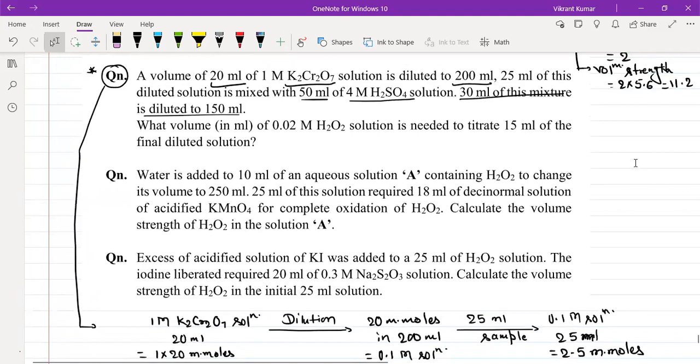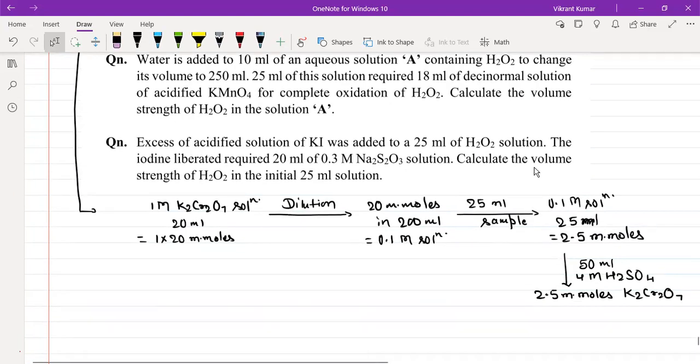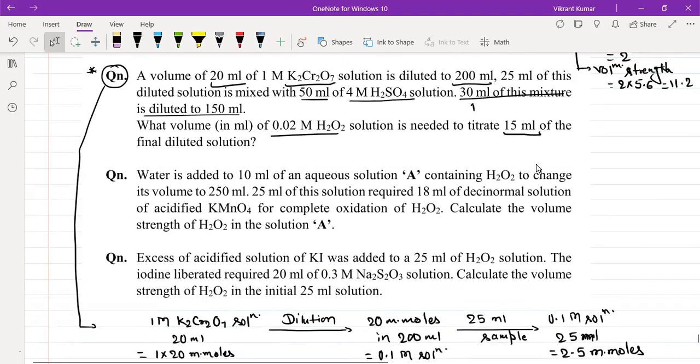Now, इसके बाद अब इतना हो जाने के बाद, now it is saying कि we are trying to get the reaction of this K2Cr2O7 available in the final solution with some H2O2 solution. Now it says what volume of 0.02 M H2O2 solution is needed to titrate 15 mL of this solution. इसका मतलब है, अच्छा इसके पहले भी एक डाइल्यूशन किया है after mixing, 30 mL of this mixture. देखो कितने स्टेप्स लगाए हैं यहाँ पे. ये था इन 75 mL वाला है ना, 25 plus 50, 75 mL. अब बोल रहा है फिर से 30 mL of this mixture has been diluted to 150.